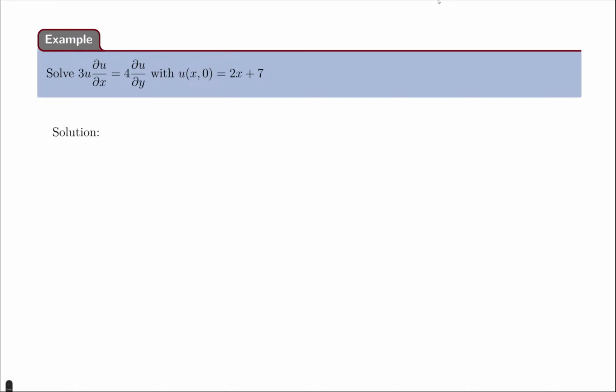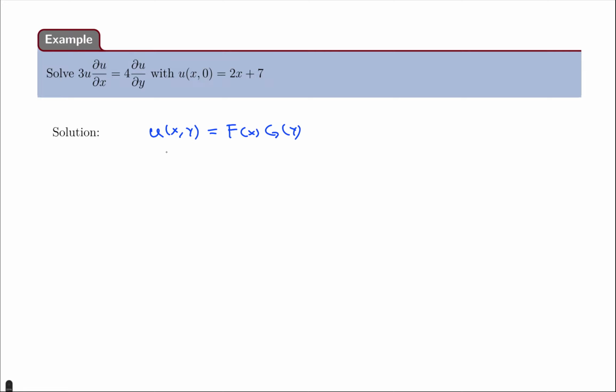All right, so in this video, we solve the partial differential equation 3u partial of u with respect to x equals 4 partial of u with respect to y, subject to the condition u of x, 0 equals 2x plus 7. To solve this equation, we're going to assume a solution of the form u of x, y. Notice in this case, we don't have a function of t, we have a function of x and y, and that equals the product of a function of x and a function of y.